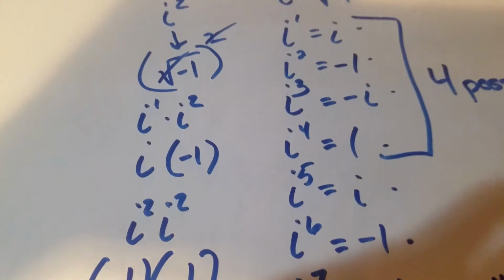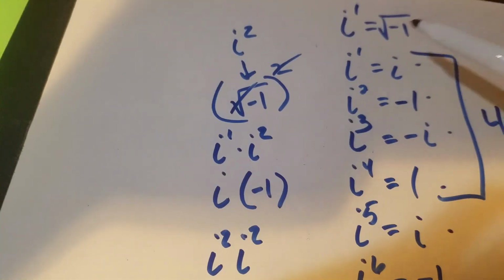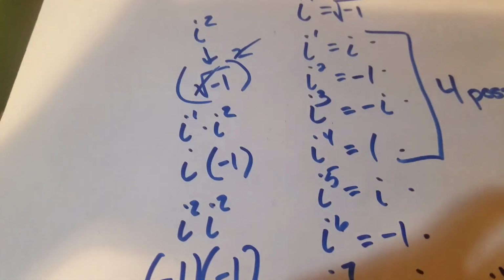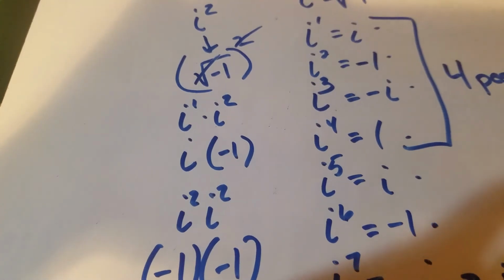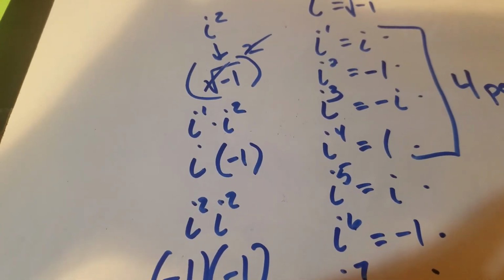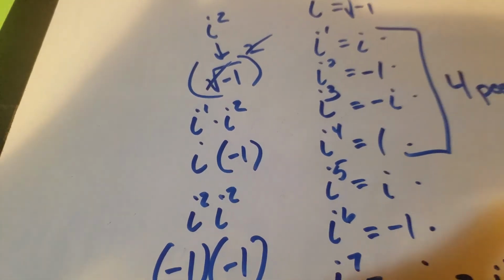So the only ones you need to know: i to the first is i. It's also the square root of -1, which is helpful when we square root. I squared is -1. I cubed is -i. I to the fourth is 1.